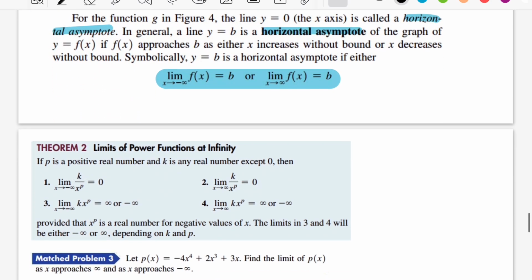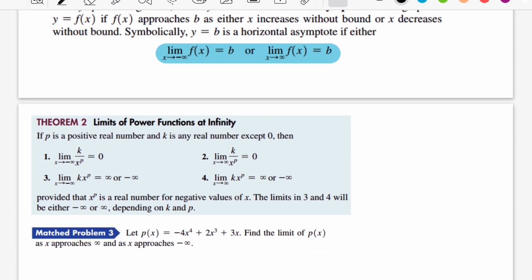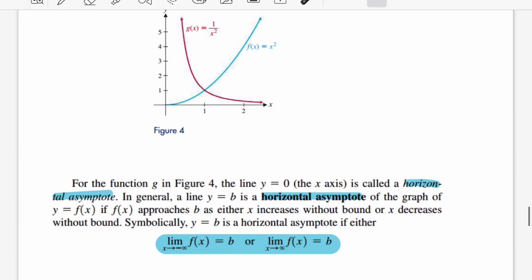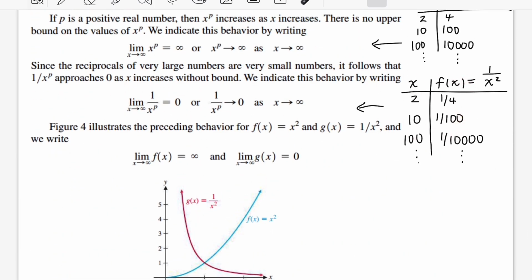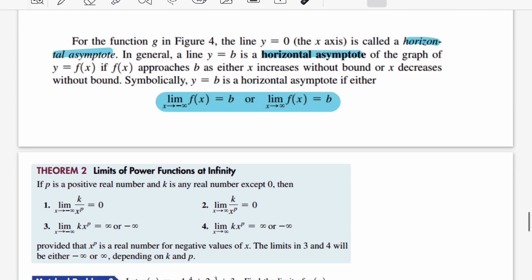So this next theorem, theorem 2, is the limits of power functions at infinity. So again, let p be some positive real number, and k be any real number except for 0. Then we have these 4 properties here. So if we have this function, some number k over x to the power p, we know that as we go to negative infinity, our limit is going to be equal to 0. We showed that here. And similarly, if we were to increase x in the positive direction, so go to positive infinity.